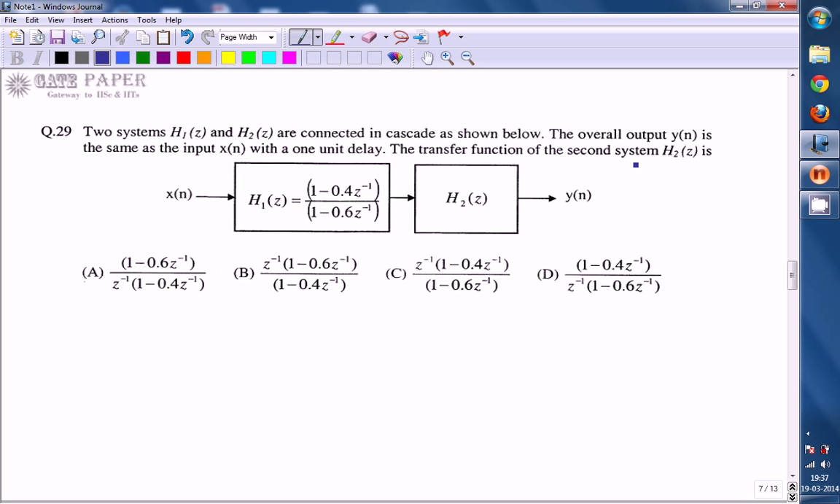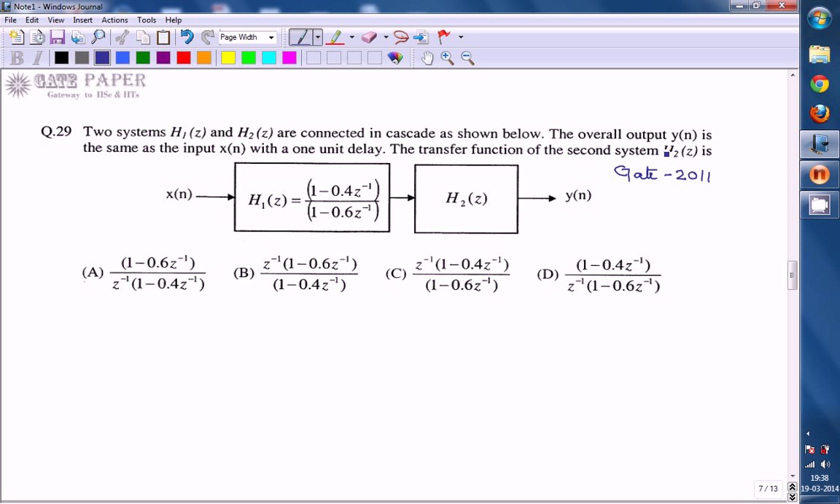Let's discuss the problem given in GATE 2011, related to two systems connected in cascade. So what is the question given here? Two systems H1 of Z and H2 of Z are connected in cascade, that is in series.